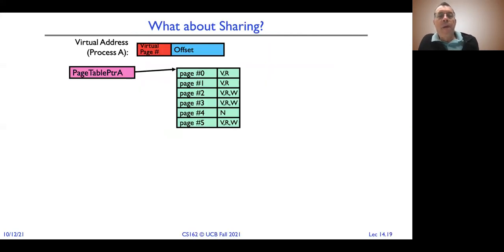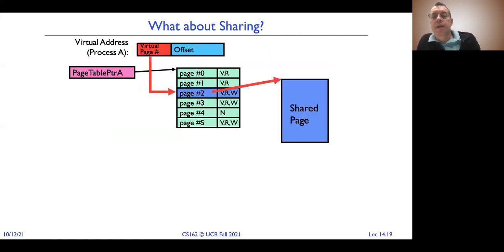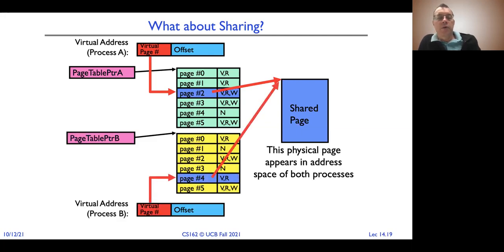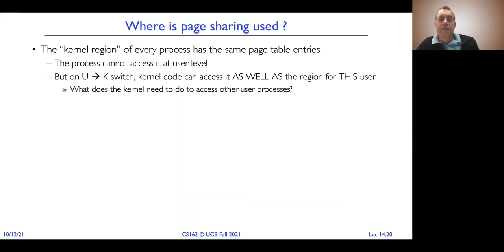Okay. What about sharing? Well, if you want to share a page between processes, this is pretty easy, right? Each of the processes has its own page table, and if you want to share the same pages, then the corresponding entries are going to point to the same physical page. That's it. Very elegant.